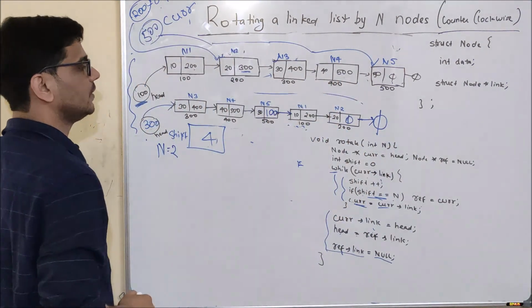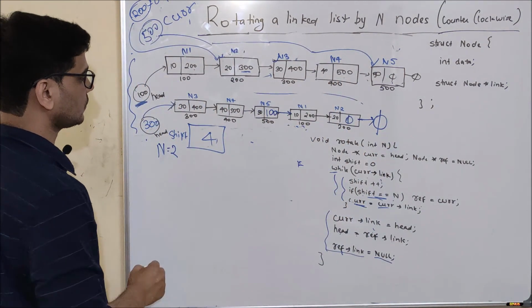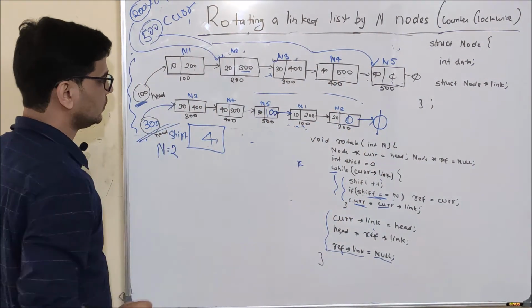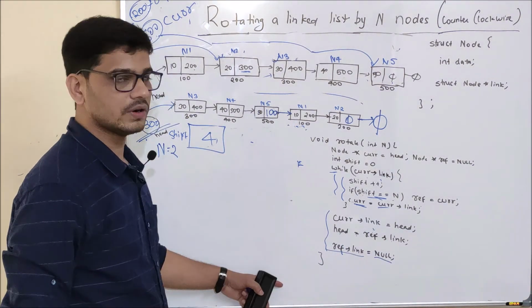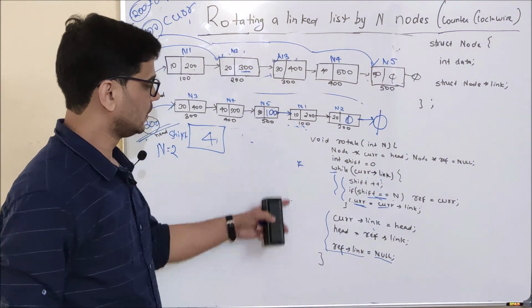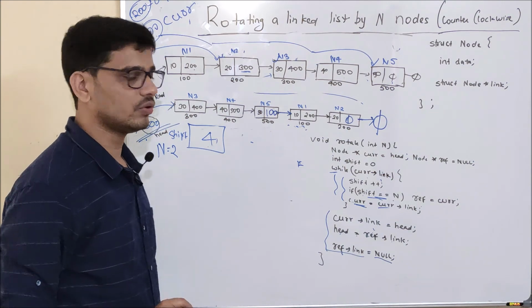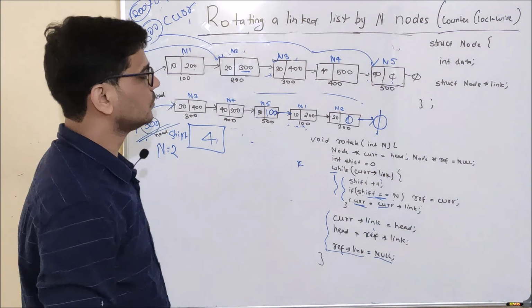So as you can see here, this is the program for rotating a linked list by n nodes, that is left rotation. And this is all I have for this particular video.